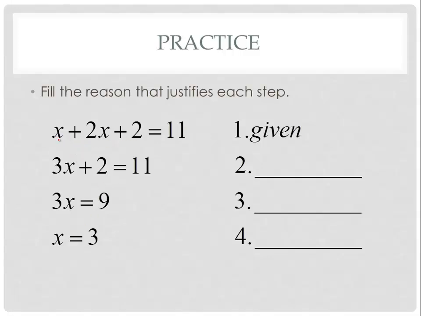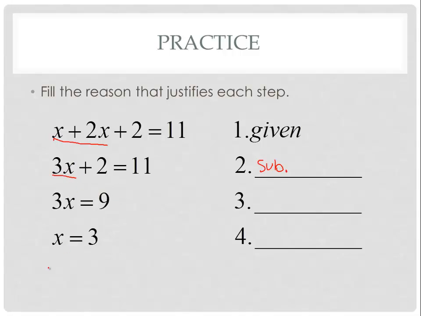So when I go from step 1 to step 2, these two terms became a 3x. So although we've called it combining like terms the whole time, what we're doing is we're taking these two terms and replacing it with something else. That's going to be substitution. I'm going to just abbreviate that.